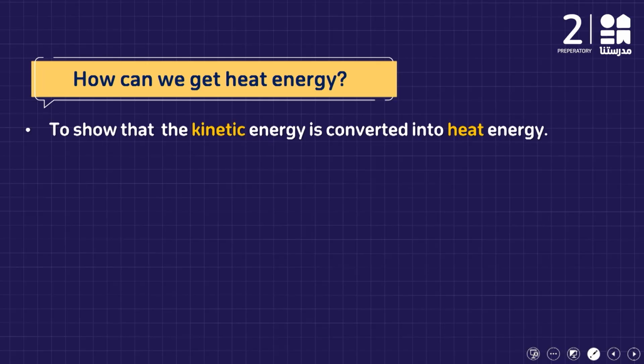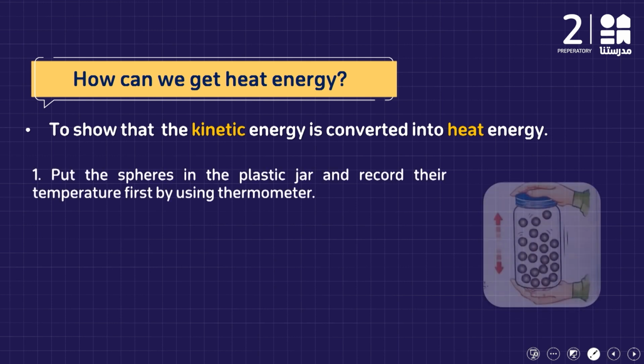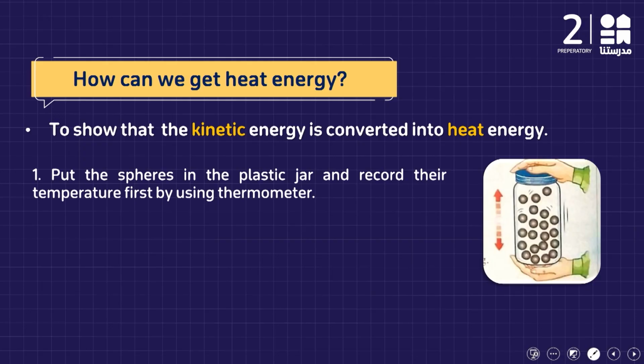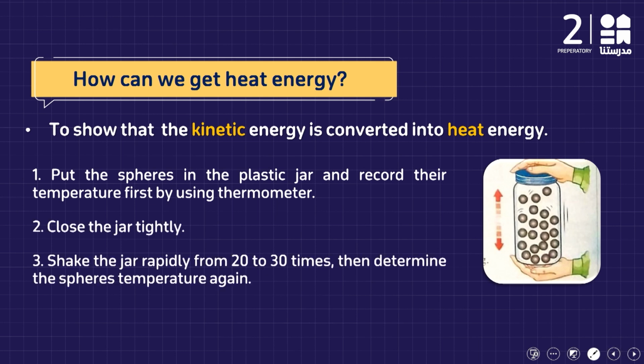Also, how can we get heat energy? To complete it, to show that kinetic energy is converted into heat energy, we have a simple activity. How? Bring a plastic jar and put inside it some spheres and measure the temperature of the spheres before moving the jar. And then close it tightly and start shaking the jar rapidly 20 or 30 times. And after finishing, measure the temperature of the spheres.